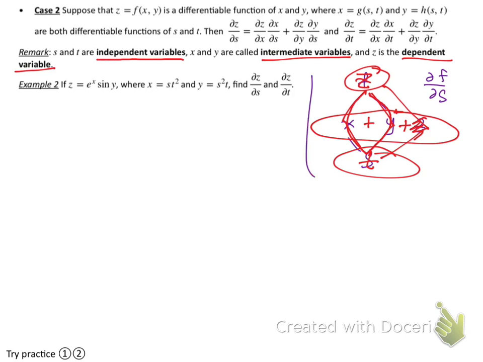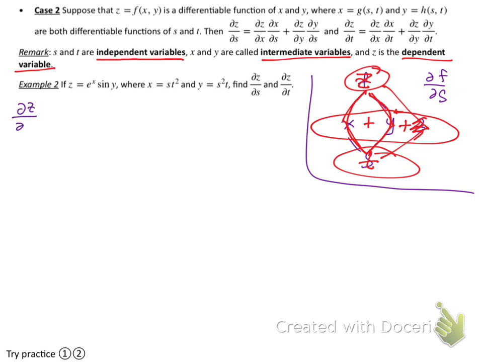Let's look at example 2. I have z is a function, e to the x times sine y, so 2 variables, where x equals st squared and y equals s squared t. So z depends on x and y, which both depend on s and t. Then we go back to z and s.